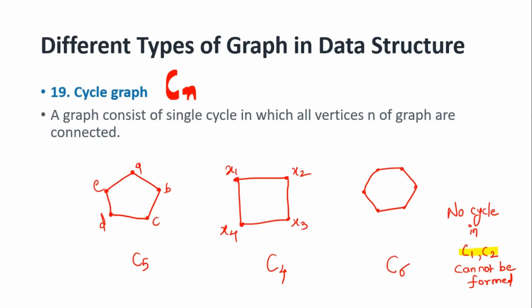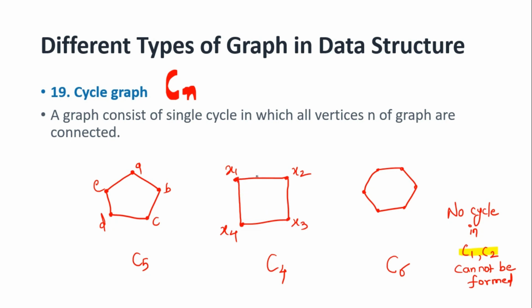Cycle graph. A graph consisting of a single cycle in which all vertices of the graph are connected is called a cycle graph. For example, if I have 5 vertices and all 5 vertices are connected, forming a cycle in which each vertex has degree 2, then that is called a cycle graph. More importantly, in a cycle graph, the degree of each and every vertex is 2 for an undirected graph.